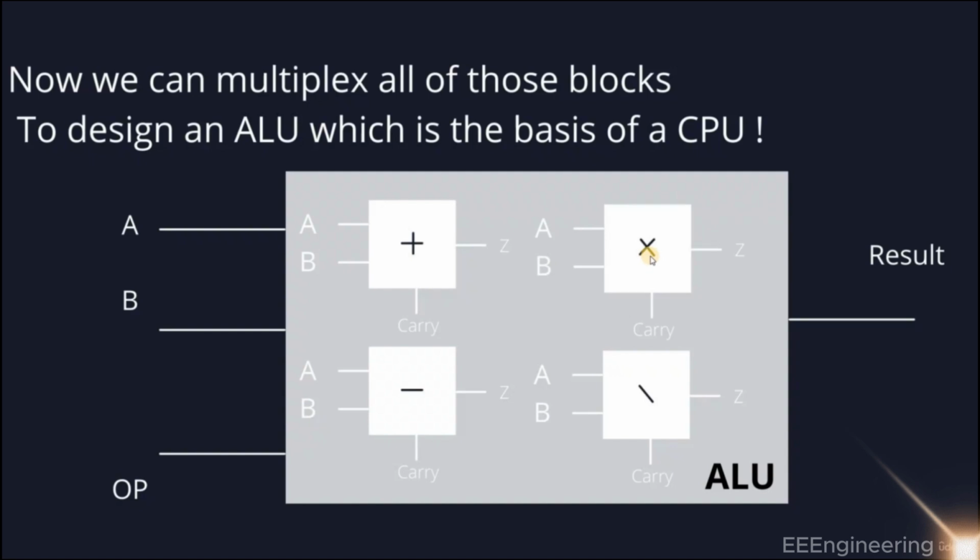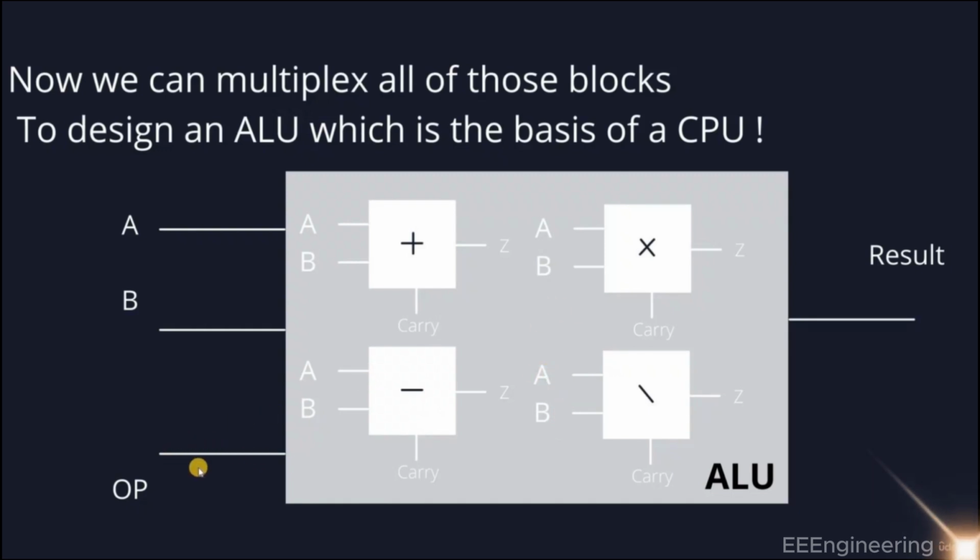Now, if we multiplex all of these together, the multiplication, addition, subtraction, and division circuits, and here we have some operation input. Like we say, if I insert a 0 here, I want you to perform an addition. If I insert a 1 here, I want you to perform a multiplication. Let's assume that this op has 2 wires. If you put 0 here and 1 here, maybe you will be able to perform division.